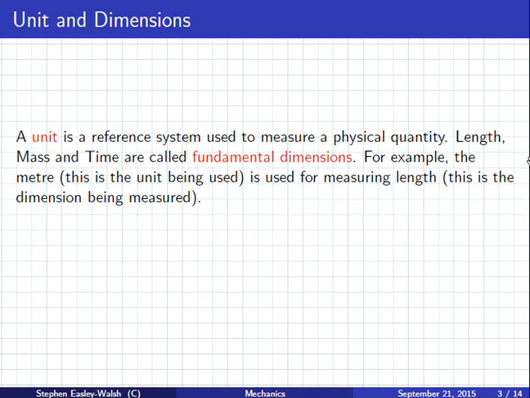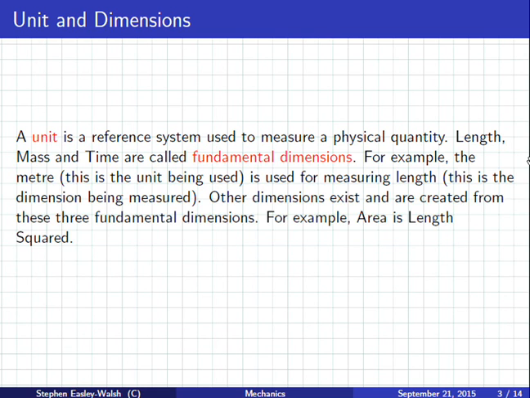So for example, meter is for length. What do we use for mass? If meter is for length, kilogram is for mass, and what about time? What do we use for time? Seconds. So these are the units and the dimensions. Length, mass, time are the dimensions. Meter, kilogram, second are the units. You see the difference? Question? No?